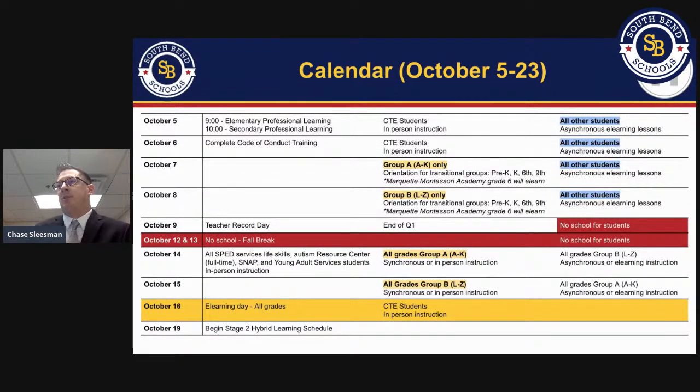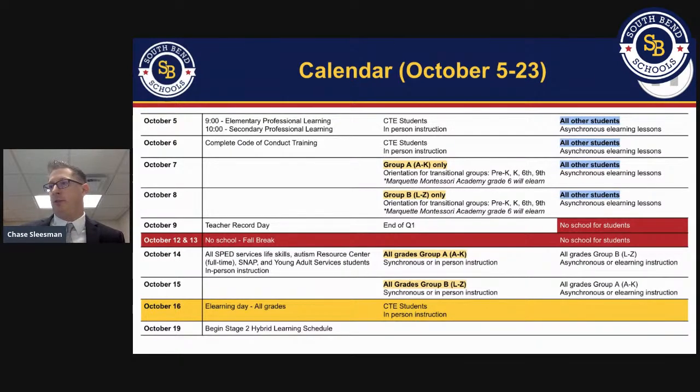So this may be a little hard to see. I'm just going to highlight some of the need to know dates. The first thing we have obviously is today is October 5th. So we have our PL that is taking place right now. And this week, our goal is that all students will be doing asynchronous e-learning lessons. This is just going to help us get caught up as we wind down our first 9 weeks, with grades being due teacher record day October 9th, and then with fall break October 12th and 13th. So this is going to be our catch up, easing into our hybrid learning.